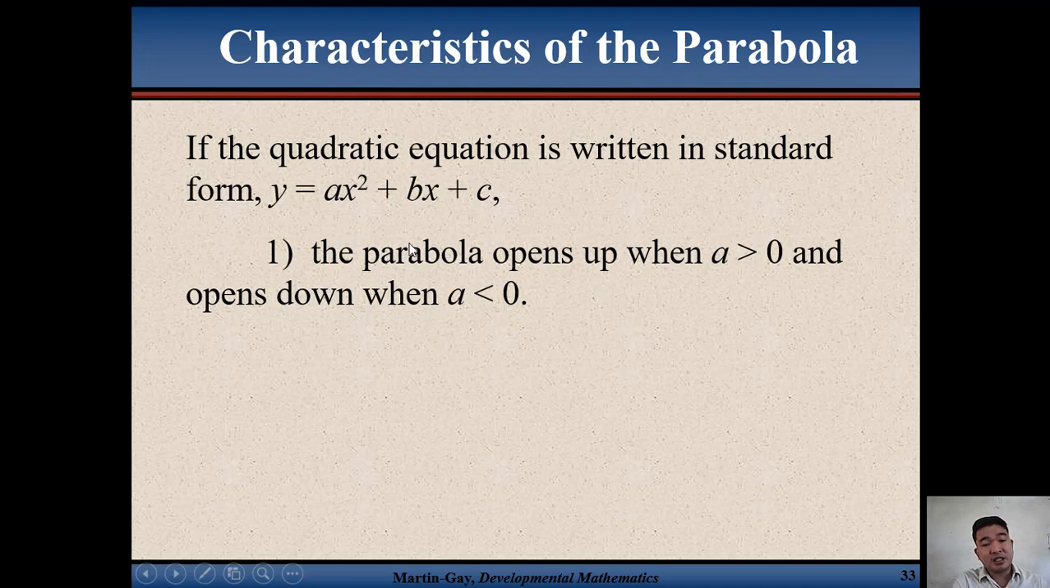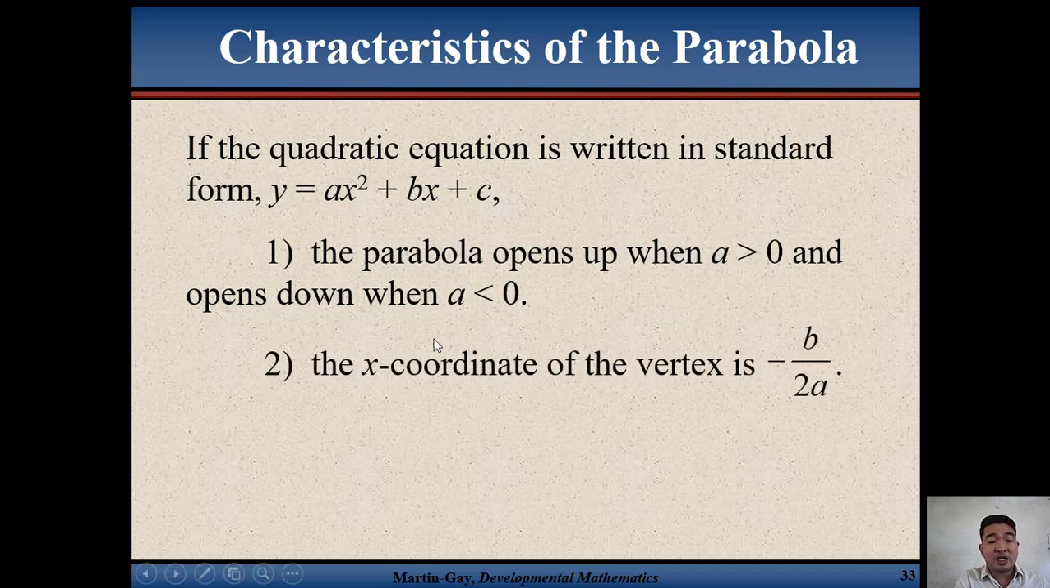Okay. And it is impossible for a to be equal to 0, because if a is equal to 0, this is not a quadratic equation anymore, but a linear equation already. So it's impossible to have a equals 0.